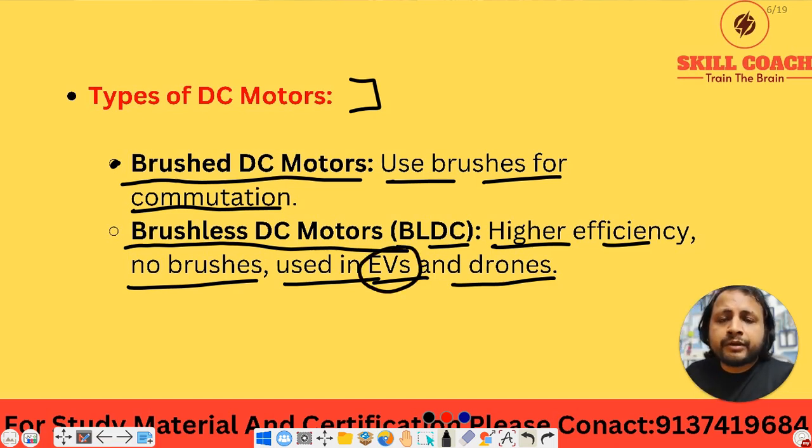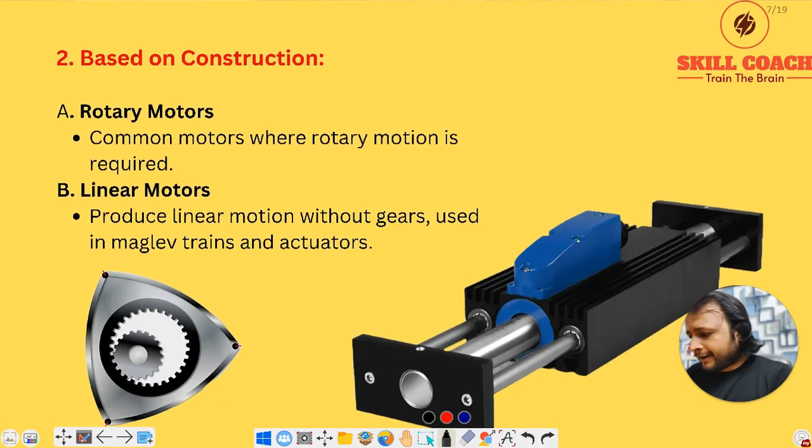So basically we will focus on the electric vehicle. Those motors which are used in electric vehicles, we will focus on that. And trust me, आपको कुछ ऐसे मोटर्स के बारे में पता चलेगा शायद जिसके बारे में आप बहुत कम जानते होंगे, है ना. And based on construction, the second one is what?